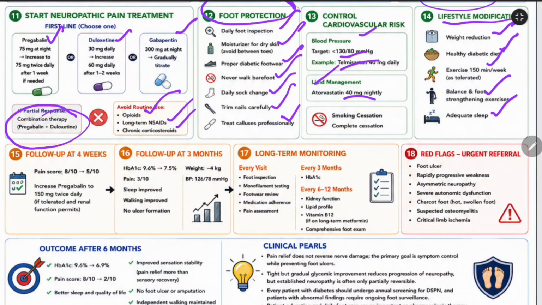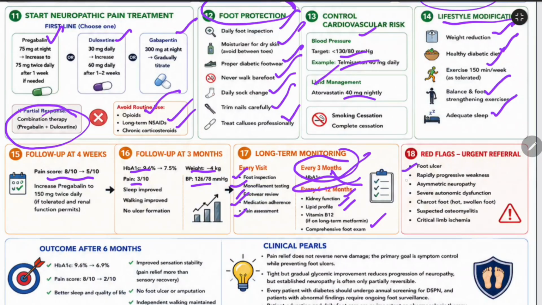Now follow up at 4 weeks: pain score is good, it is reducing. Follow up at 3 months: HbA1c is also reducing, pain is again reduced, the patient has lost 4 kgs, BP is also decreasing. Every visit we should inspect the foot, do monofilament testing, footwear review, medication adherence, pain assessment. Every 3 months check HbA1c, and every 6 to 12 months kidney function test, lipid profile, B12 in the long term, comprehensive foot examination.